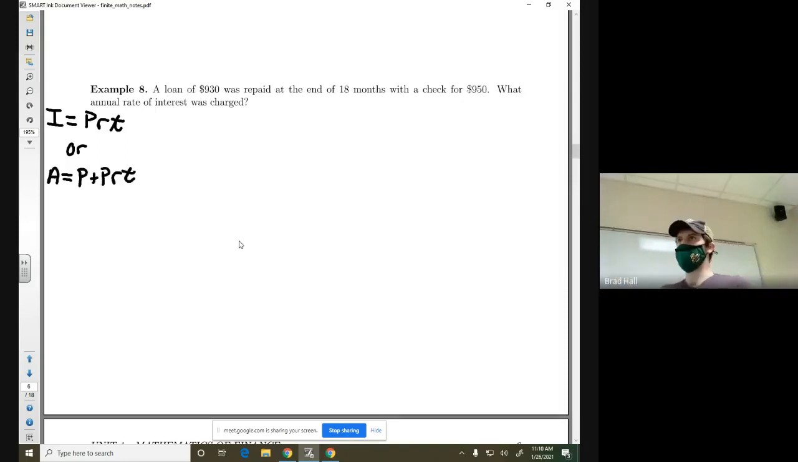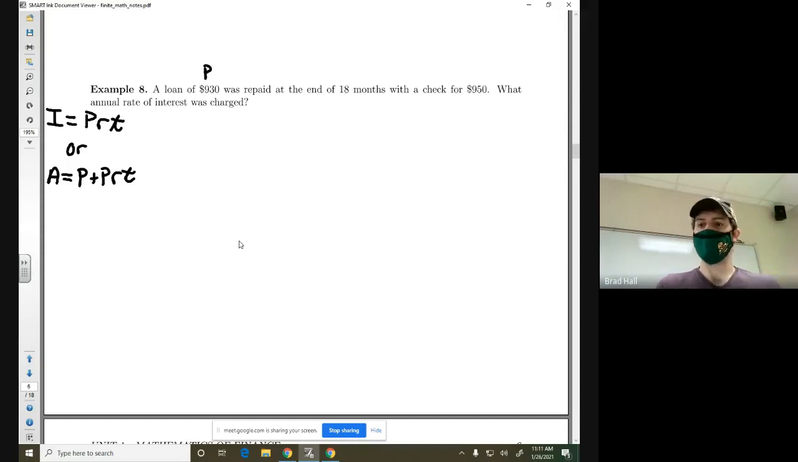Some of these questions may not be explicit about which formula to use. You have to use the context of the problem, some of the little characteristics, to figure out: does my problem have an interest given to me or a final amount? That's the thought process you will have to use moving forward as these problems get mixed together. Reading this problem, a loan of $930, I think it's clear that this is P.